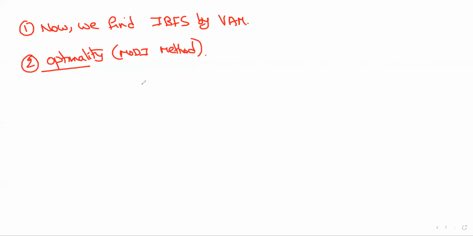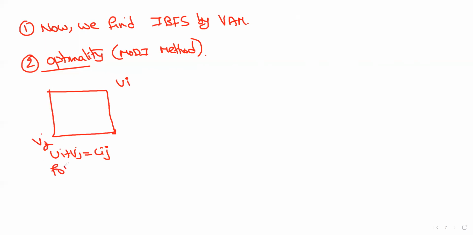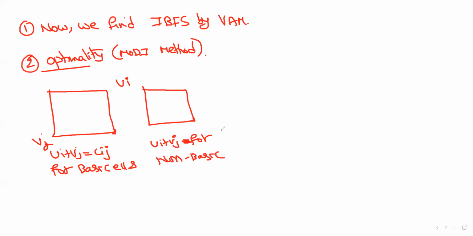In the MODI method or UV method, first we have to find one table: ui plus vj is equal to cij. Like this, we have to find ui and vj for basic cells. And the second table is ui plus vj for non-basic cells. Next we have to write the values of cij for non-basic cells.